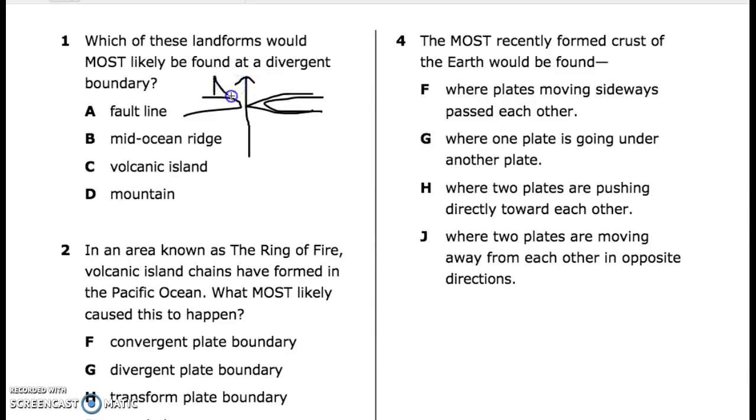Okay, so what that essentially builds are mountains. And whenever you get a chain of mountains, we call that a mid-ocean ridge. So these two plates that are dividing are two oceanic plates. They're dense. So the correct answer would be mid-oceanic ridge.